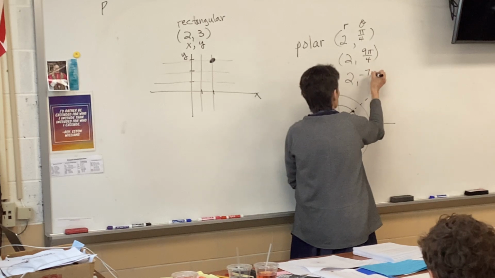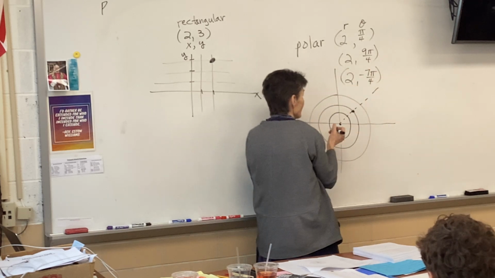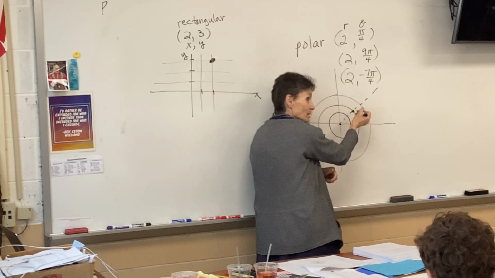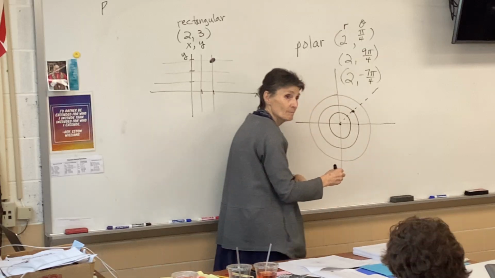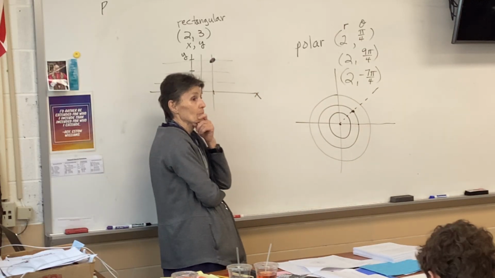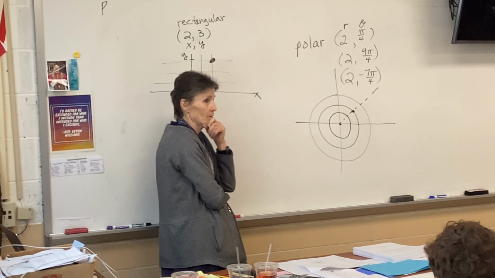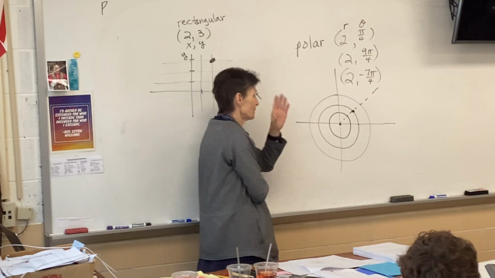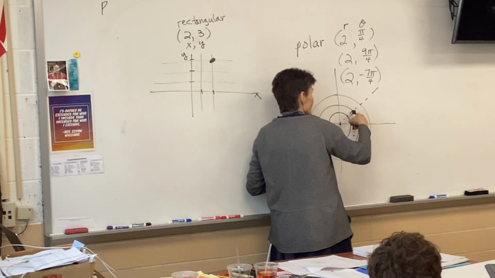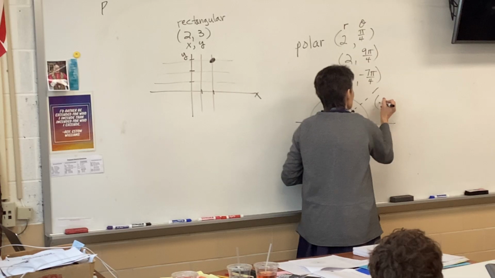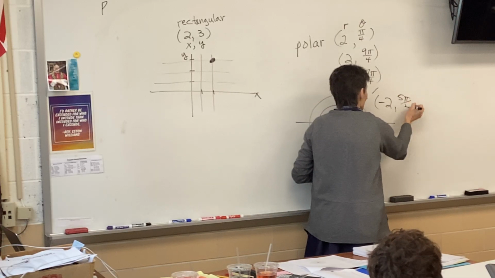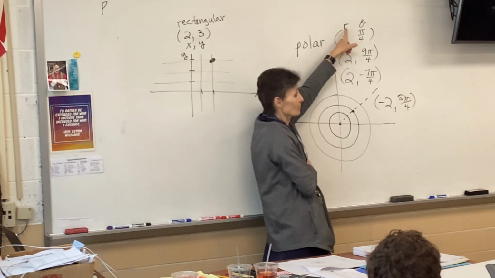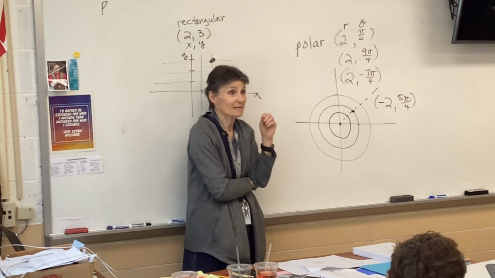2 comma negative 7 pi over 4. So instead of going in the positive direction, we go in the negative direction. 7 pi over 4. It gets even crazier. Obviously, could we come up with more than this? Yes, there are infinitely many, but it gets even crazier. This point right here could be called negative 2, 5 pi over 4. This is why I hesitated to let you call this a radius, because r can be negative.